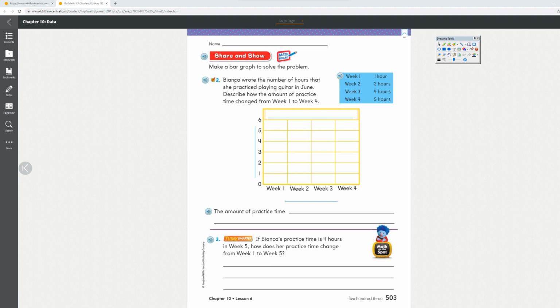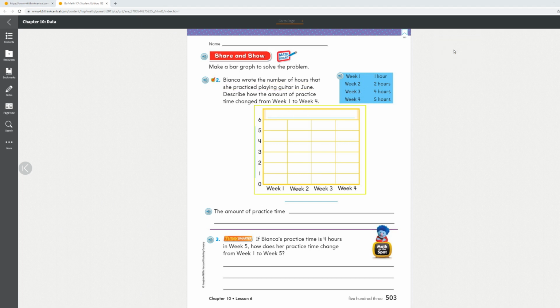Number 2, Bianca wrote the number of hours that she practiced playing guitar in June. So we know with this first sentence that Bianca created the survey, and here is the data in blue for what she got. So she wrote the number of hours for practicing guitar in June. So we can see June has 4 weeks, and each week she practiced guitar. So now we need to create a bar graph using this data.